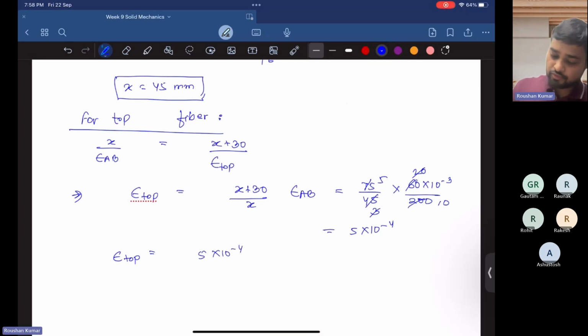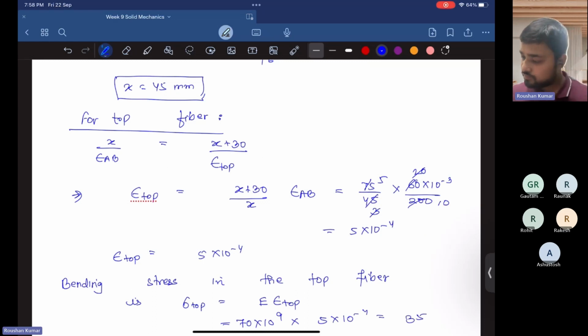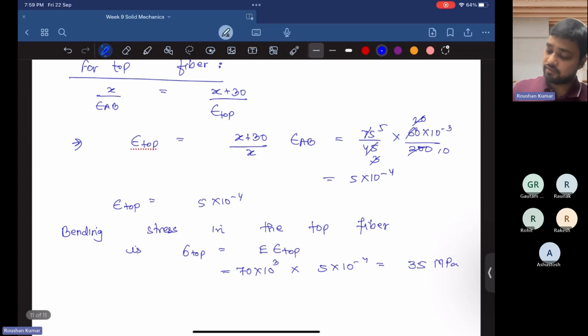Okay, so the bending stress in the top fiber, sigma on the top fiber, is E into epsilon on the top fiber, that is 70 gigapascal, so 70 into 10 to the power 9 into 5 into 10 to the power minus 4, that is 35 megapascal if you convert it into megapascal. So sigma on the top fiber is 35 megapascal.